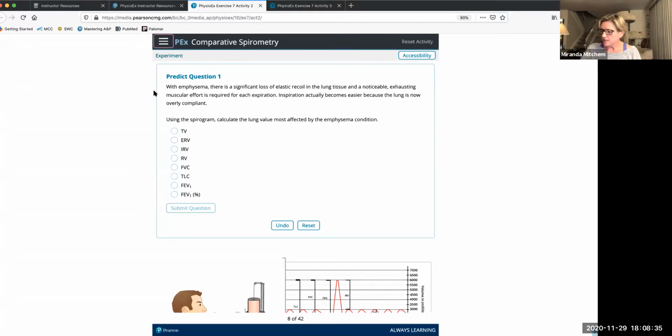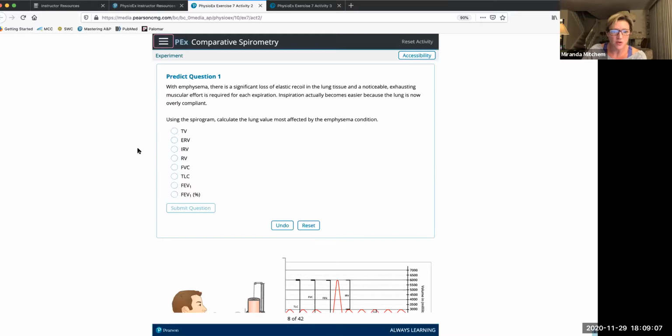So what it's asking us is, with emphysema, there is significant loss of elastic recoil. And that means more work, more effort is needed to get the breath out. Inspiration is easier because the lung is overly compliant. So calculate the lung volume that is most affected by the emphysema condition. So it's telling us that the inspiration and the expiration are impacted.